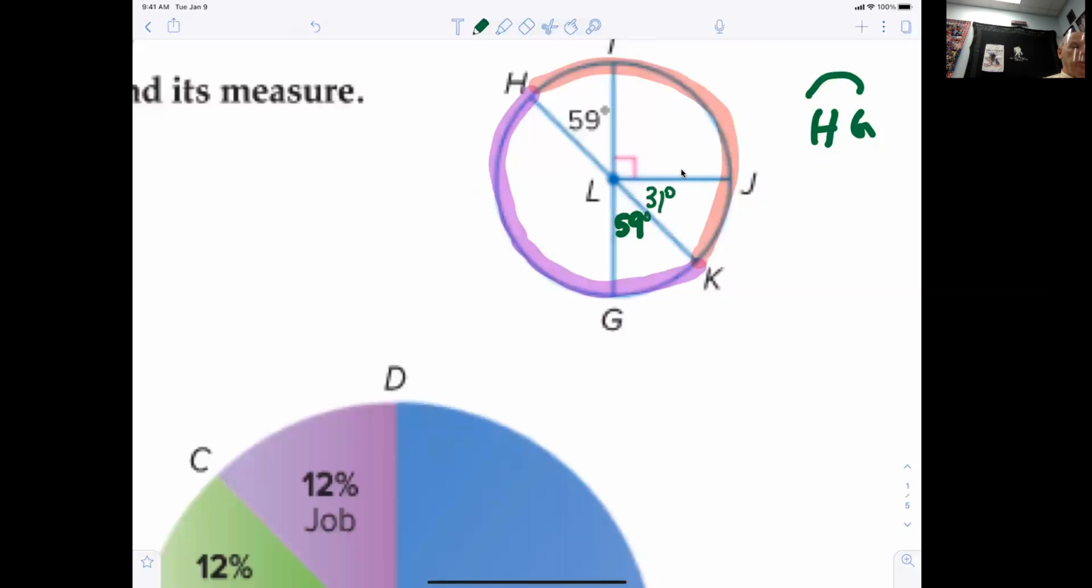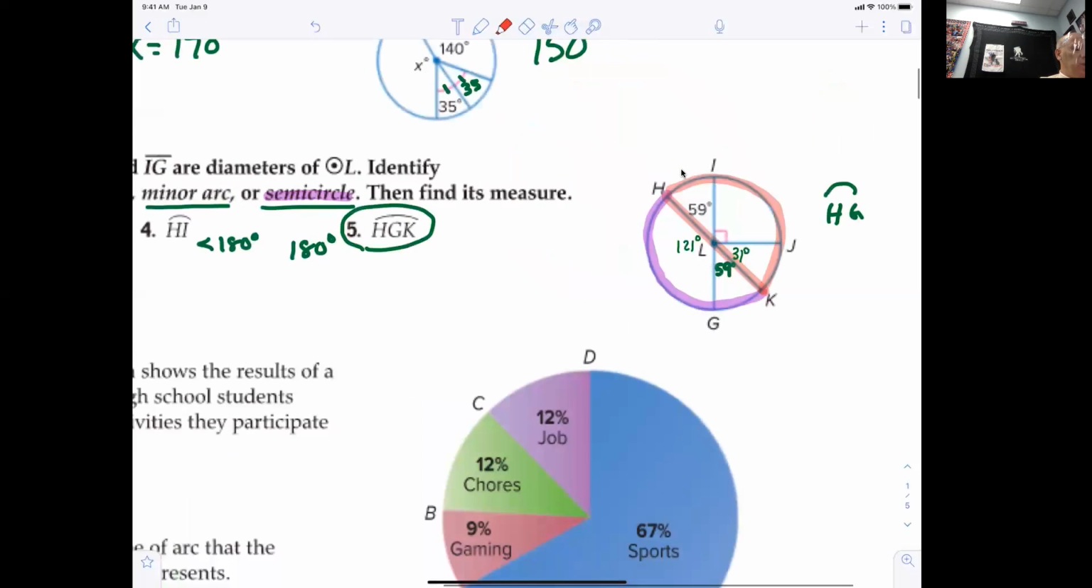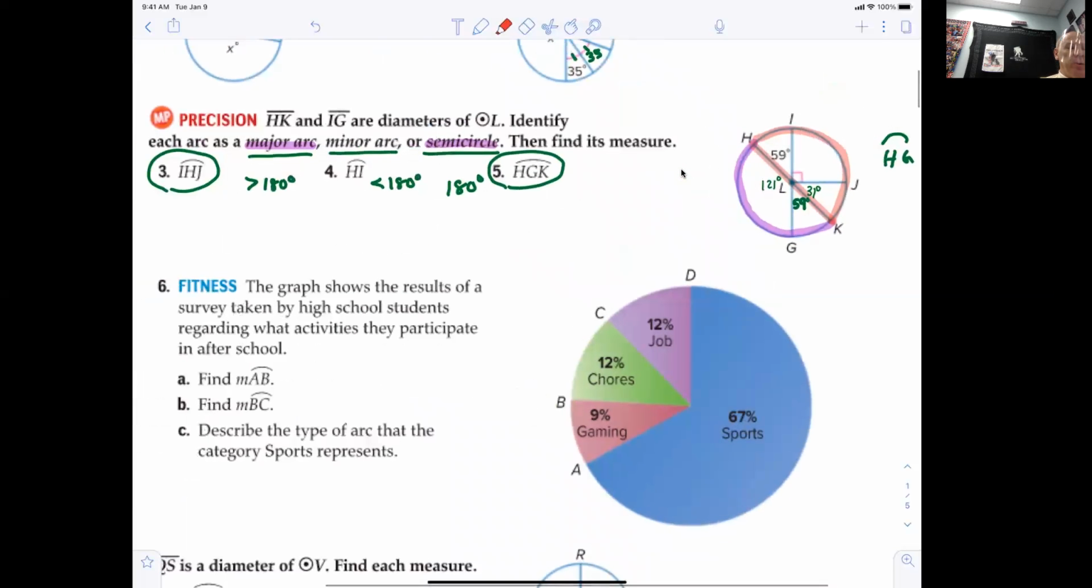And then what would HLG be? 121, right? And the reason it's 121 is because, again, this is a diameter. And if that's a diameter all the way across, obviously a half semicircle is 180 degrees. All right. Anybody have any issues with that? So that takes us, HI, what did we say arc HI is? 59 degrees, thank you. And HGK is how much? Yeah, 180 degrees. All right, simple.